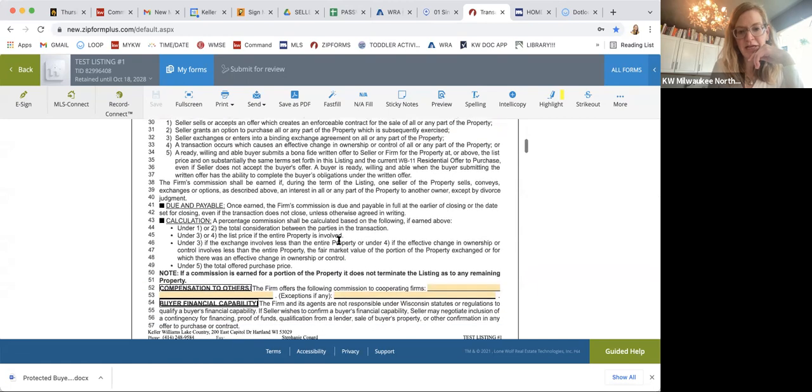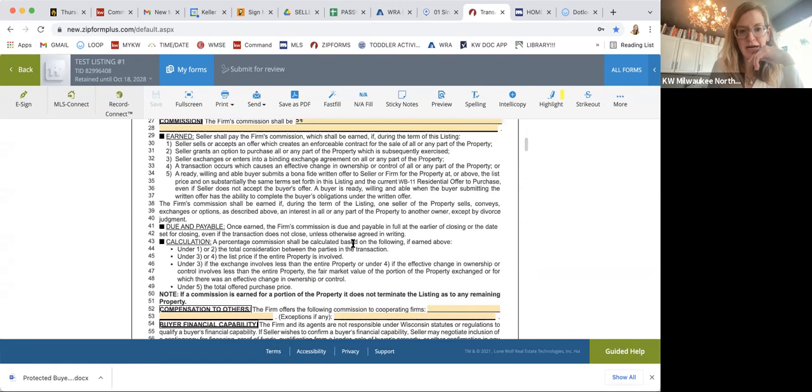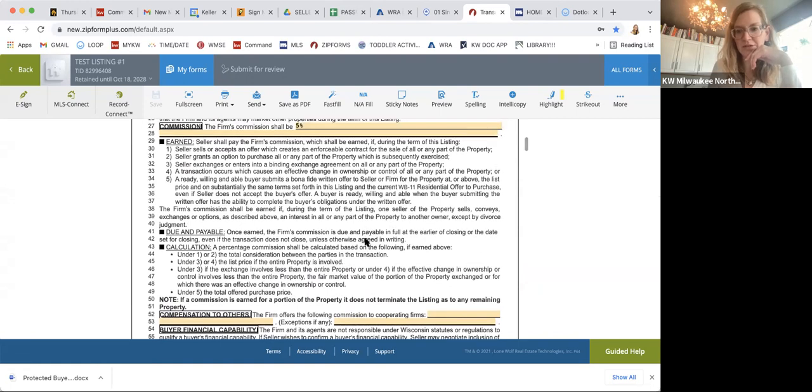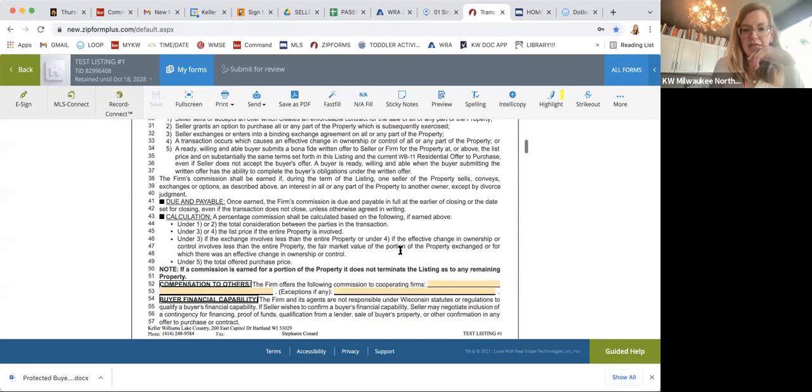So this first page, I'm talking about what's happening most commonly to a seller. The commission is 5%. It'll be based off of the final sale price. 2.4% of this 5% goes to the agent and the firm who brought the buyer. And it will be due and payable at closing.